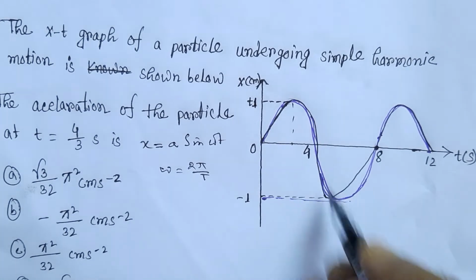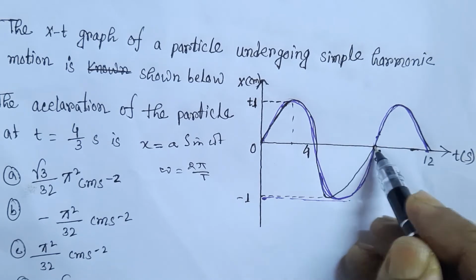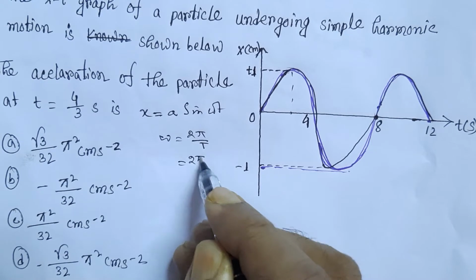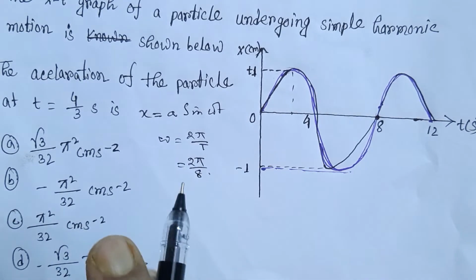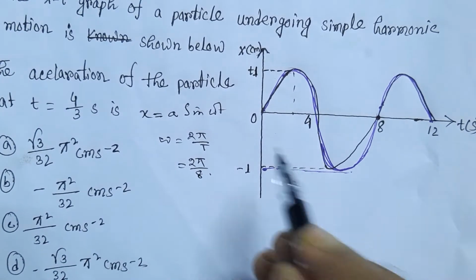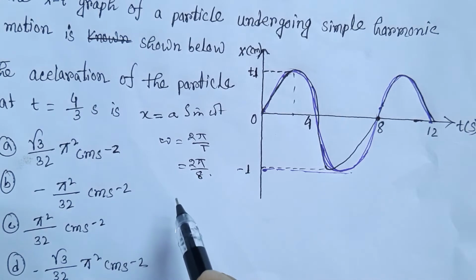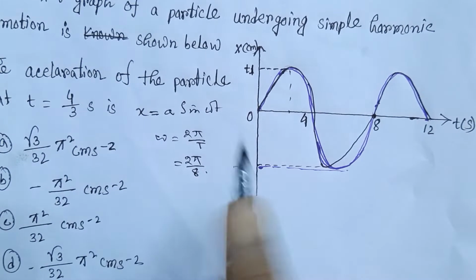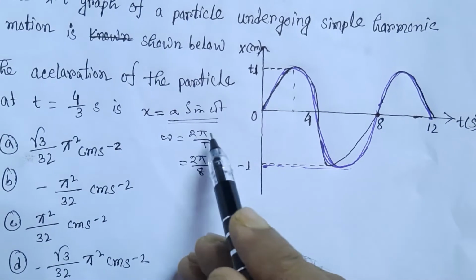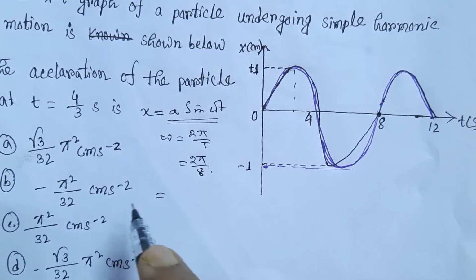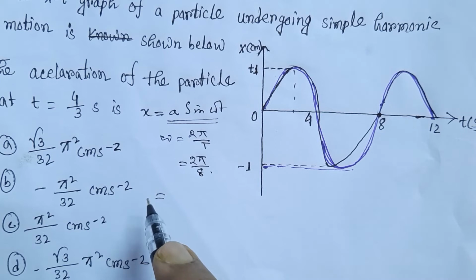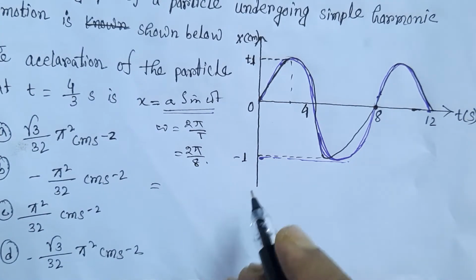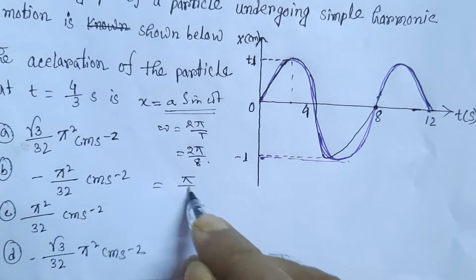vibration completes in T seconds. So the time period of vibration is 8 seconds. So omega equals 2 pi by 8, or pi by 4. So what we see, a equals 1. So x equals a sine omega t, and omega equals 2 pi by 8 equals pi by 4.